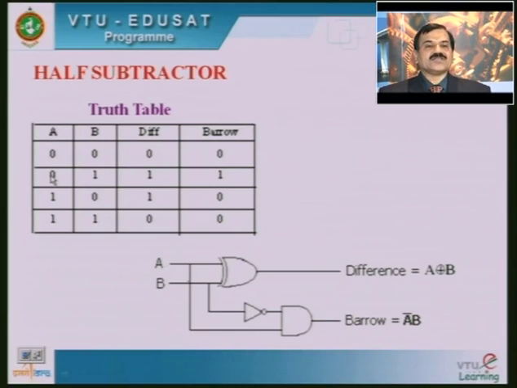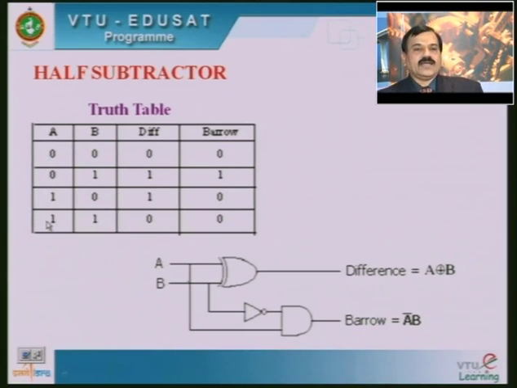10 is nothing but 2. Out of this 2, if we subtract 1, the difference value becomes 1, and the borrow value is going to become 1. Similarly, here 1 minus 0. Because a higher value is at A and 0 is at B, the difference value is 1, but we have not borrowed anything, hence the borrow value becomes 0.